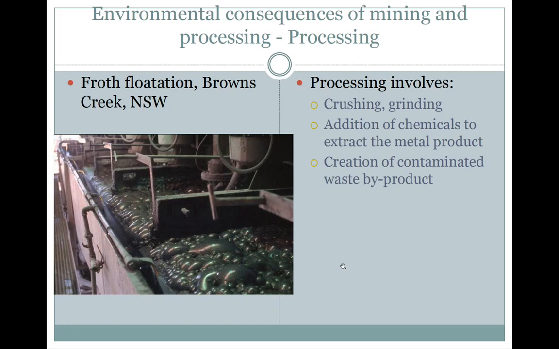So we dig up this ore, then we have to concentrate it. So it involves a variety of methods from primary and secondary metallurgy. So we'll start with things like crushing and grinding to concentrate the ore. We might use gravity separators. We then might add chemicals to extract the metal product, and in which case we're creating a variety of contaminated waste byproduct. Here's an example of froth flotation at Browns Creek.